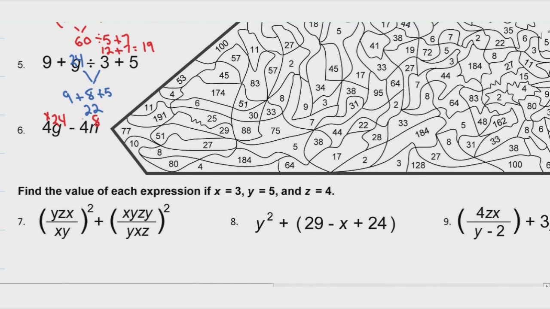4 times 24 is 96. Minus 4 times 8, which is 32. And if we subtract 96 from 32, we will get 64. All right, there's problems 1 through 6.